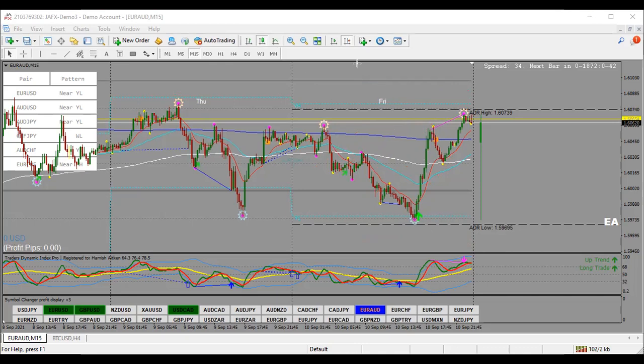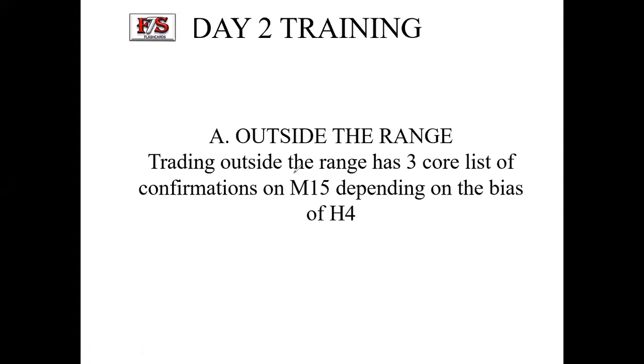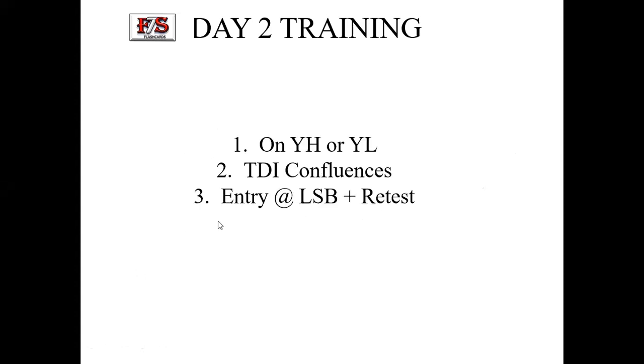Now, we start with outside the range. Trading outside the range has three core confirmations on M15, depending on H4 bias. Now, what am I trying to say? Outside the range has three confirmations, right? Let me explain. Like I said, price might either be at yesterday's high or yesterday's low. Is that true?